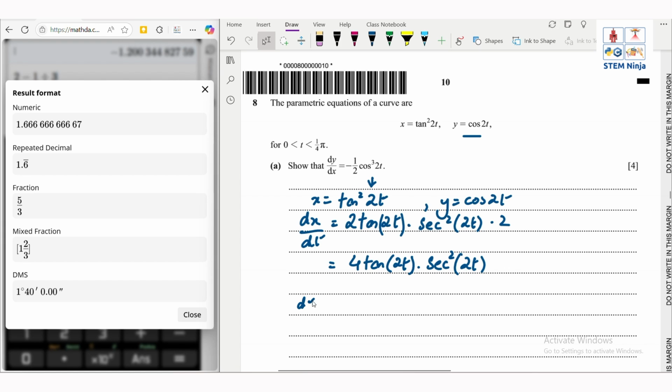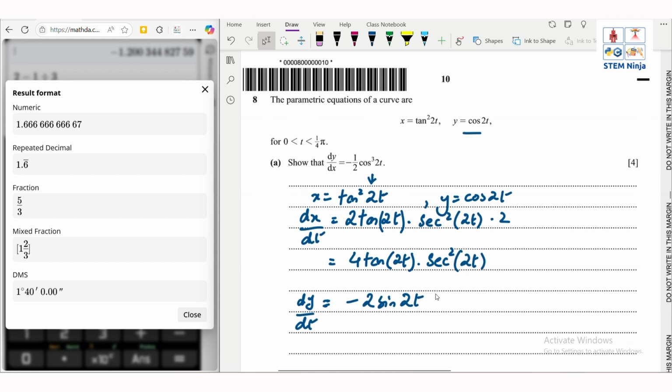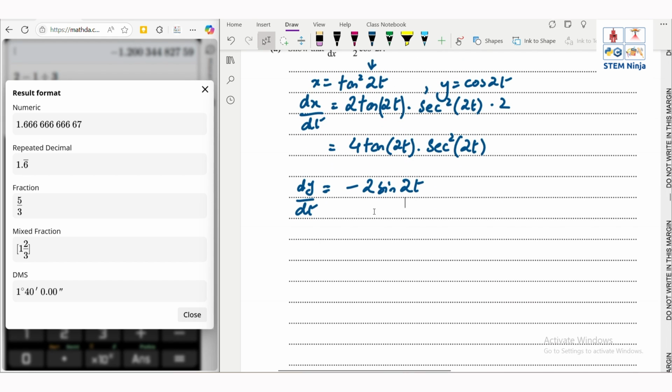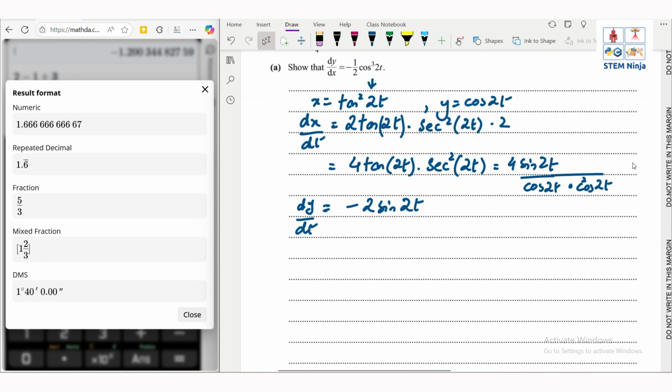Now dy by dt is going to be simply the derivative of cosine, which is minus sine, so minus 2 sine 2t. So this can be further written as 4 sine 2t over cos 2t times also cos square 2t. So cos cubed basically. So dx by dt is this.